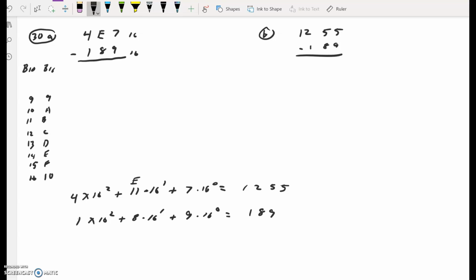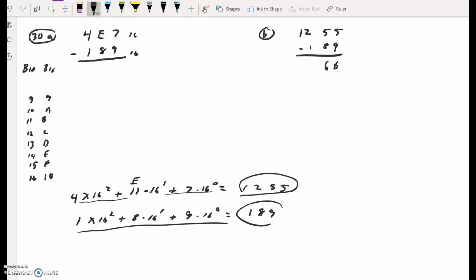Just like the last problem, I've multiplied each of these guys out down here using the expanded form, used a calculator to find what they were in base 10, and wrote them up here in base 10. So if I wanted to, I could go ahead and do this subtraction, and I sort of want to. So I think it's going to be 1066. Now that doesn't seem right to me. Something is wrong.